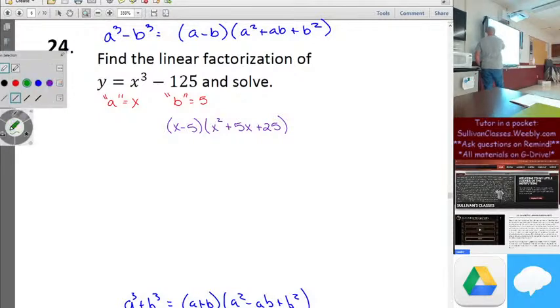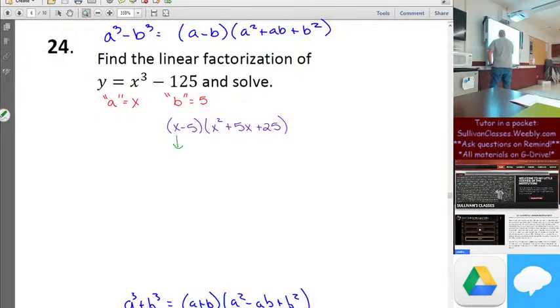So yes, we were right-ish at the beginning of this that x will indeed equal 5. That's the real solution. I've got to go find the two imaginary solutions. Do whatever your jam is. Complete the square or quadratic formula, I don't care. Go find the other two.